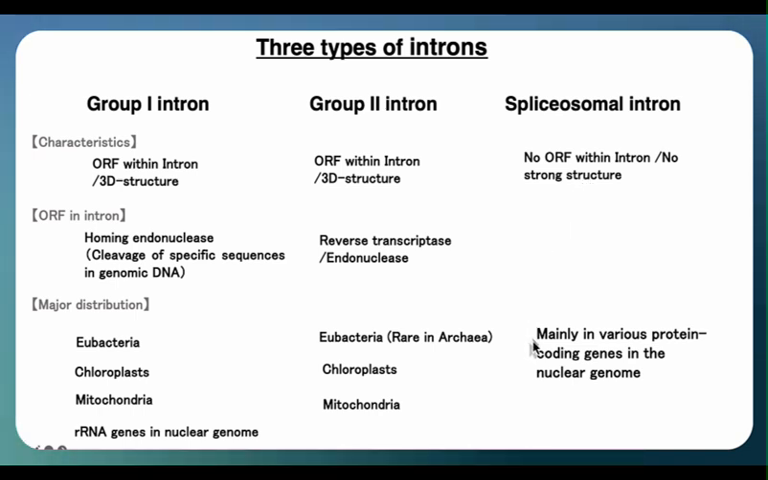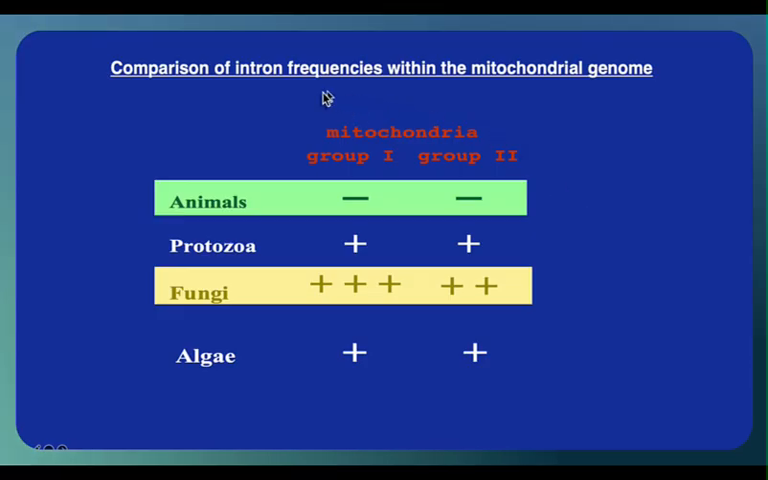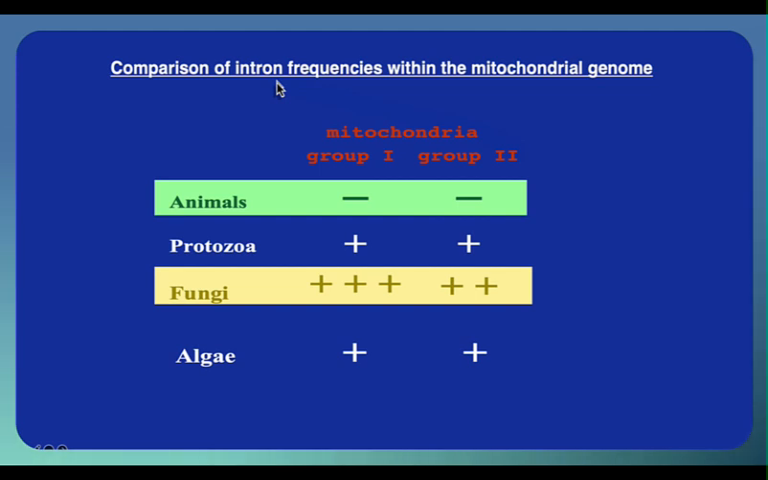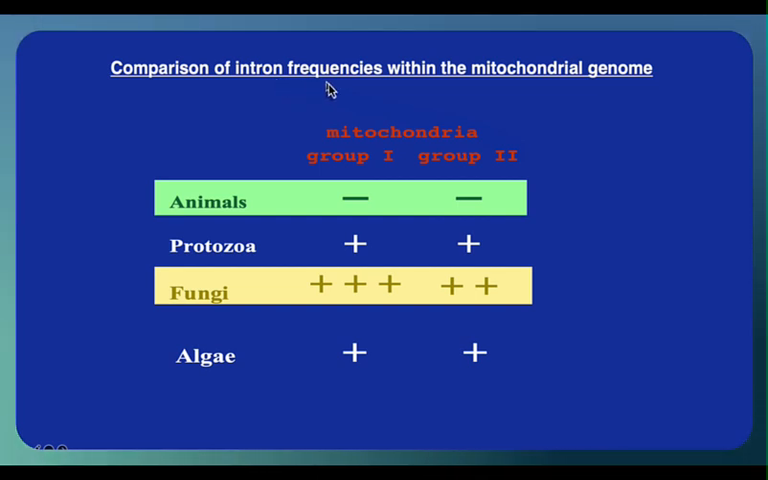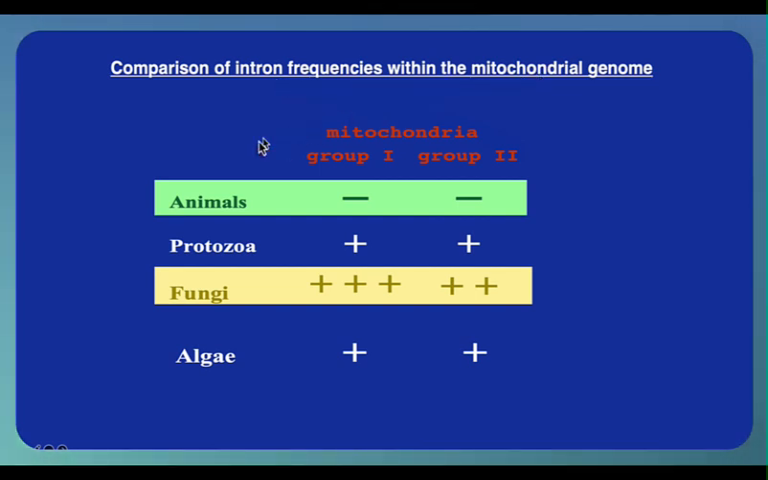They are embedded within protein coding genes in eukaryotic genomes. These are the general characteristics of the three types of introns. As I explained that there are Group I and Group II introns in the mitochondrial genome, let's examine this in more detail. We find that there is a significant bias in the frequency of these introns within genomes.